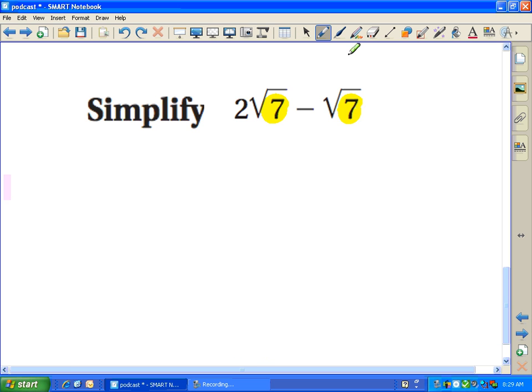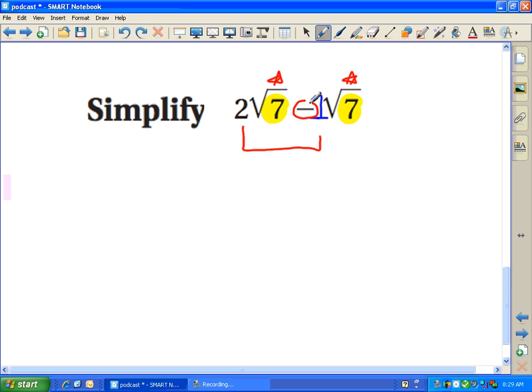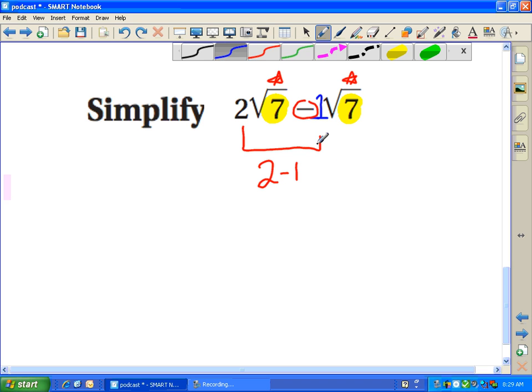Are they like terms? Excellent job, they are. Plus 10 for your group. They are like terms. They are both the square root of 7. Now, you should remember that there's an imaginary 1, so I'm going to stick an imaginary 1 here. I'm going to subtract my coefficients, so I have 2 minus 1.